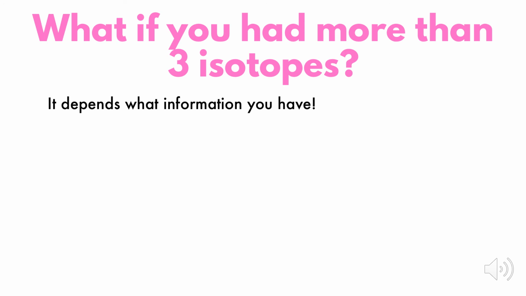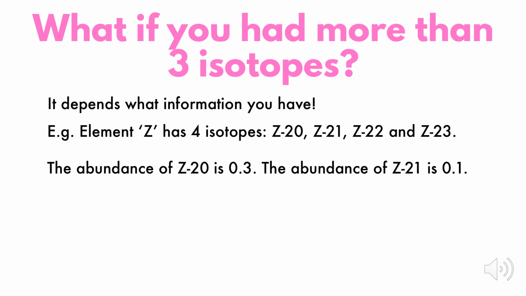So let's imagine that we do have that type of information. We do have information about 2 of the isotopes. Another hypothetical element, Z, has 4 isotopes, Z20, 21, 22 and 23. The abundance of Z20 is 0.3 and the abundance of Z21 is 0.1. Now bearing in mind everything we've been talking about before about making sure that the total abundance is 1, I want you to think about how you would represent the abundances of the other 2 isotopes. So stop and think about what you might do, restart it when you're ready, and then we'll see if your ideas are correct.